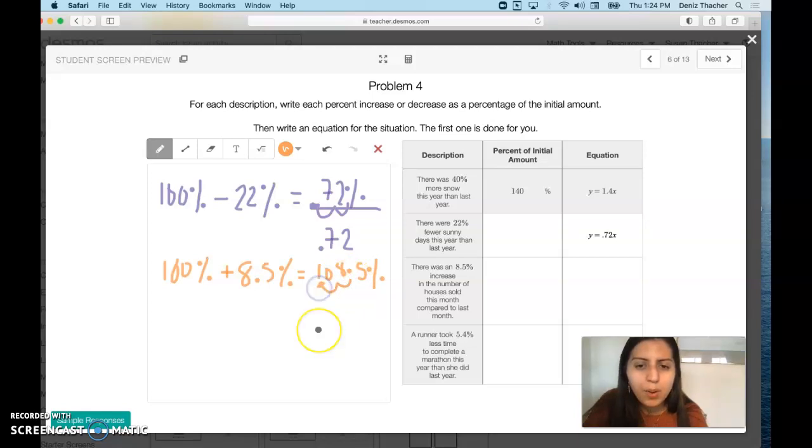So I would get 1.085. Based on that, what do you think? How do you think we would write our rule? So we'd get y equals something x. What would go in that blank?